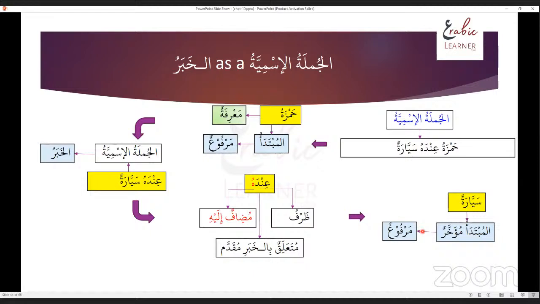Hamzatu indahu sayyaratu. So just understand the concept. Here the sentence means Hamza has a car. But it's said in a different way. Hamzatu indahu sayyaratun. Hamza has a car. Now Hamza is mubtada. Indahu sayyaratun becomes khabar. Now this is a jumla ismiyah by itself, which indicates jumla ismiyah can also be a khabar.